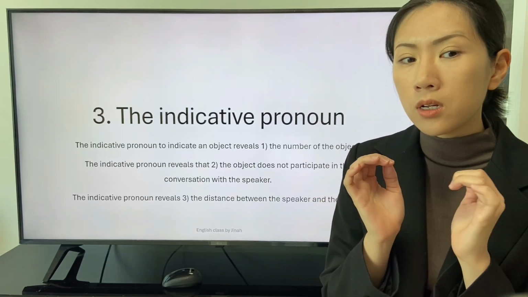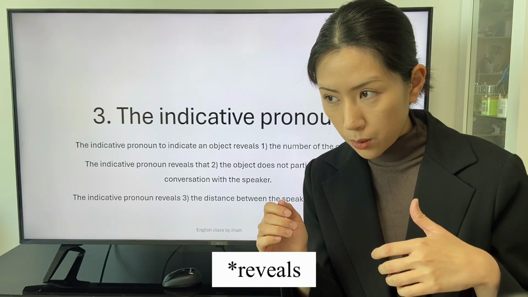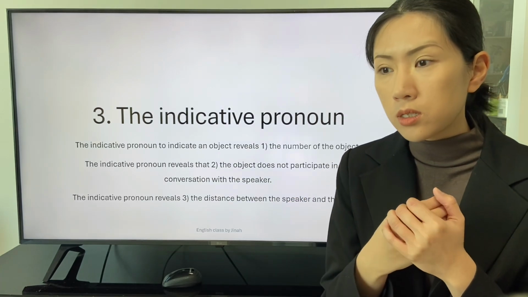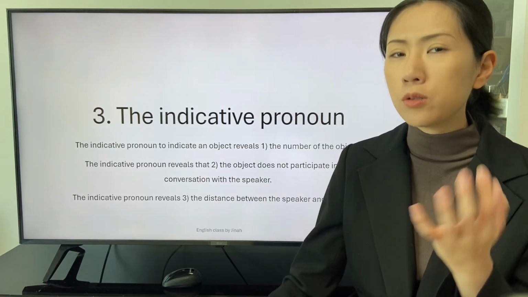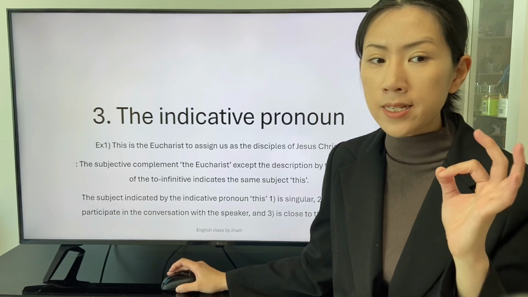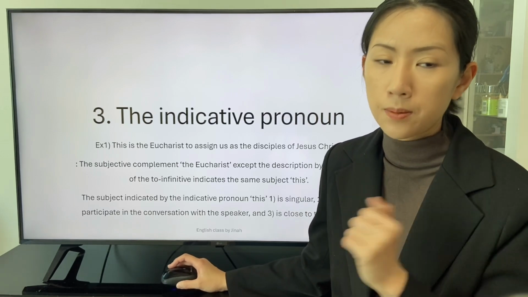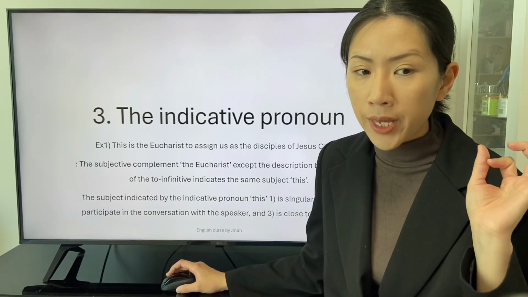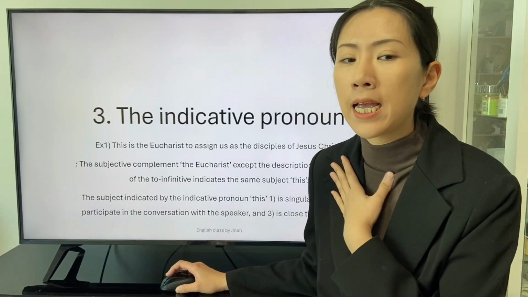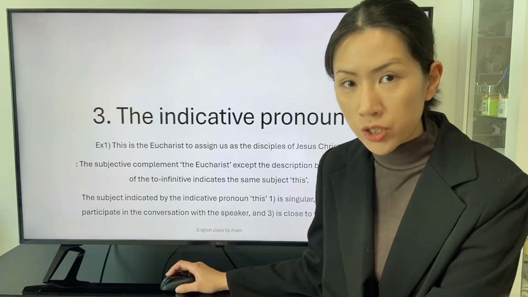Indicatives give different information about the object. The first exemplary clause is this. This is the Eucharist to assign us as the disciples of Jesus Christ.